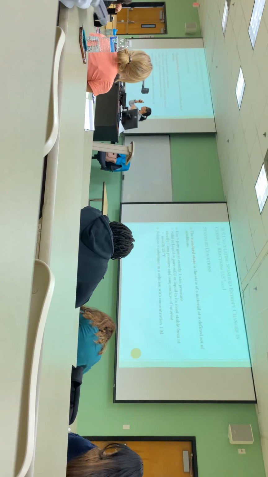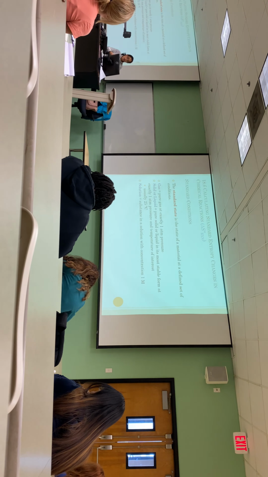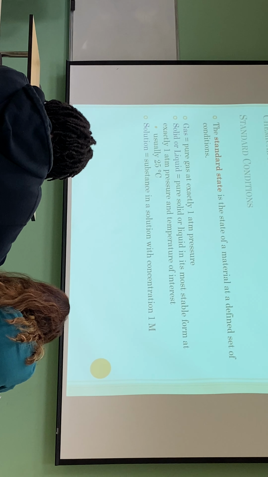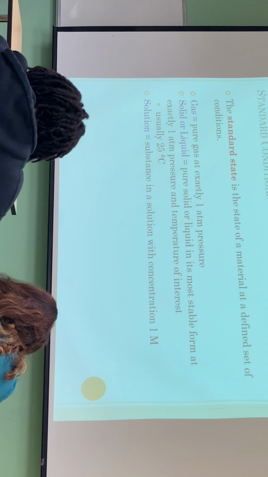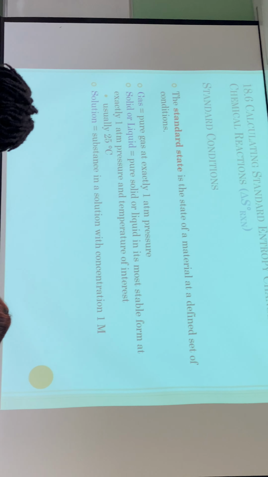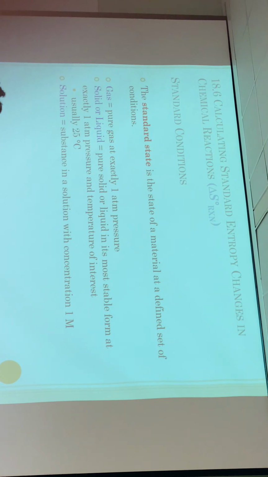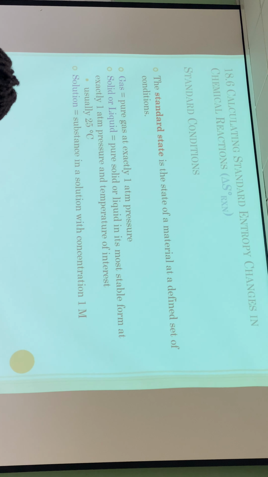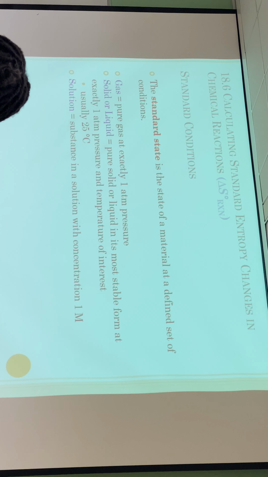If you know delta H, you know delta S, and you know the temperature, so you can directly get delta G. What if you don't know the temperature? There is another way to do that, if all the reactions occur under standard state. So you have to know what the standard state is.